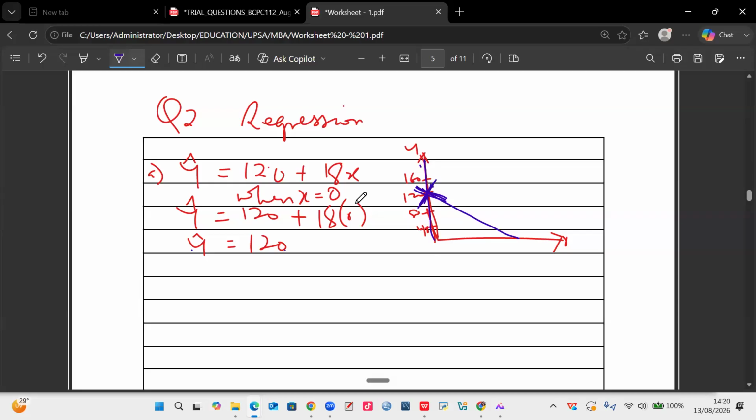But they said which value on the y-axis? On which value on the y-axis will the line cross or will the line touch the y-axis? The value is what? 120. That's called the intercept. And this is called the gradient or the slope. It's like the degree at which the curve will turn. Okay. How the curve is, the steepness level, right?